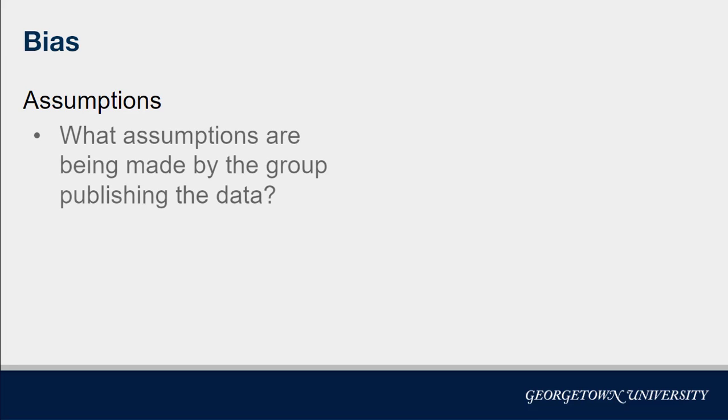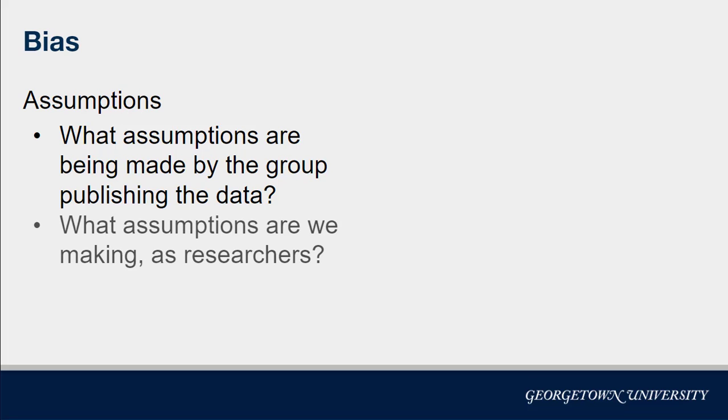When we talk about bias, what we're really talking about are assumptions. What assumptions are being made by the group collecting and publishing this data? Is there information they didn't consider relevant that they omitted that skewed the results? What assumptions are we making as researchers?